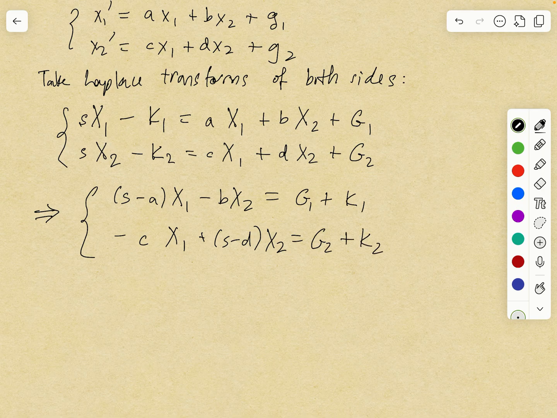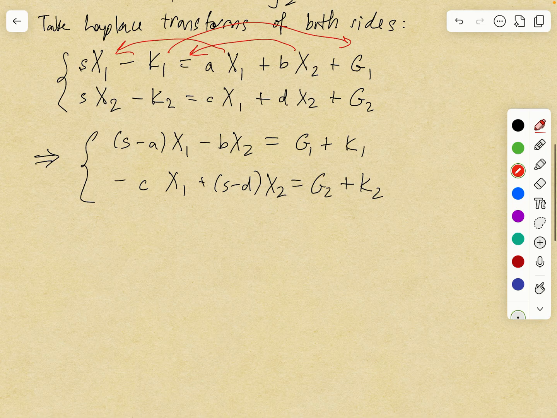So all I'm doing is just moving terms. How did I get this? I moved the a x1 to the left and the k1 to the right and subtracted the b x2. And then for the second equation, I just did the same thing. Moved the c x1 and the d x2 to the left and then moved the k2 to the right. And this is what you get.